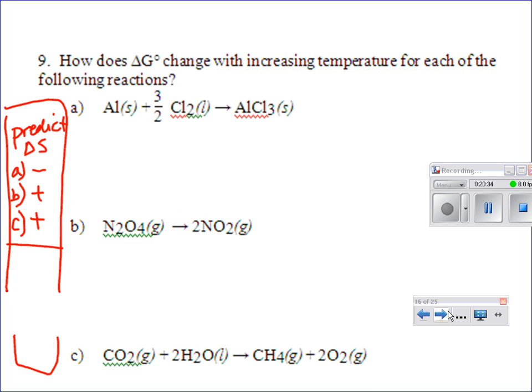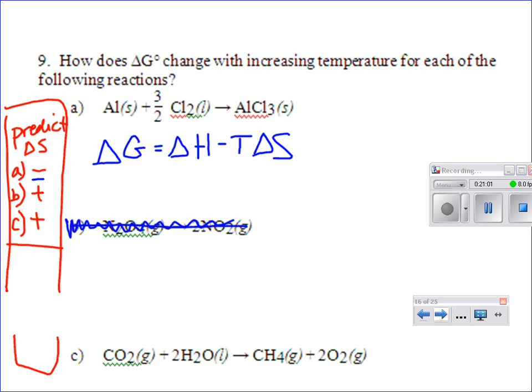Okay, number 9, cross out B. Not necessary. We did some predictions on this yesterday where you all figured out, by looking at the states of matter, what the predicted delta S value would be, positive or negative. Well, now we're going to go further and say, if we increase the temperature, how does delta G change? Without doing much math, we can figure this out. We already predicted here that delta S is going to be negative because we're going from a solid and liquid to just a solid. So disorder is decreasing.